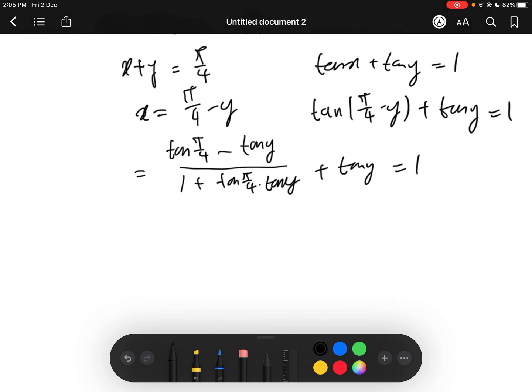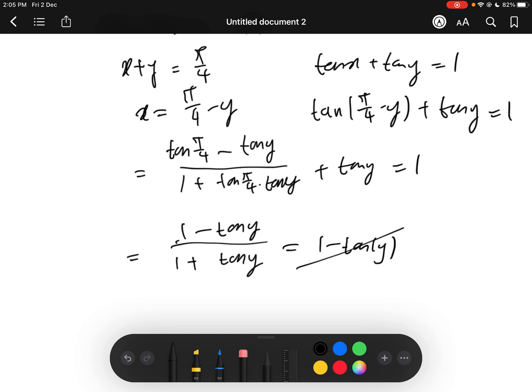Tan pi on 4 is 1, so this will simplify down to a pretty nice formula. So we have 1 minus tan y over 1 plus tan y, plus tan y, and that is equal to 1. A lot of people tend to just say, oh, look at this, we have 1 minus tan y on the left and we have 1 minus tan y on the right, so let's just get rid of it.